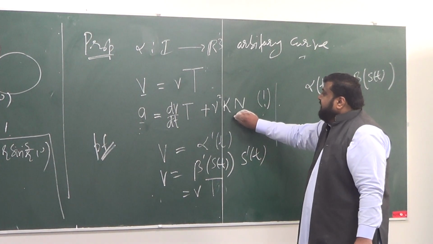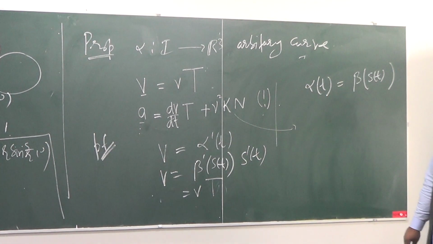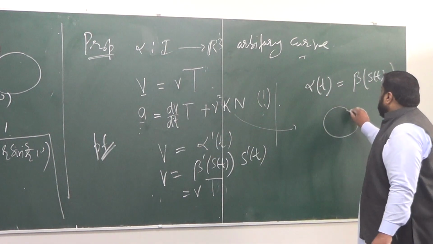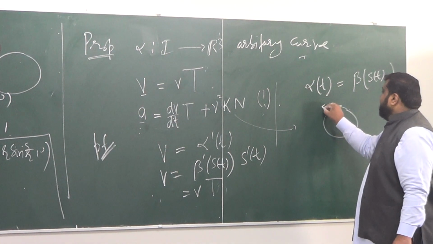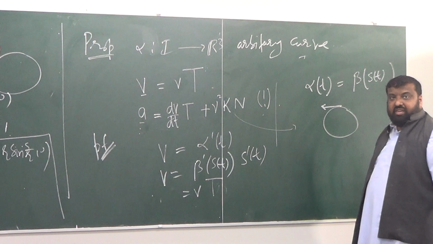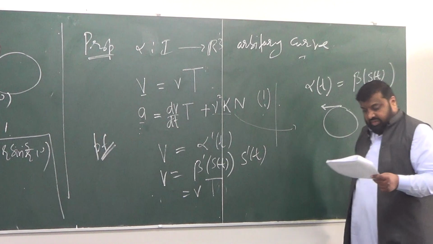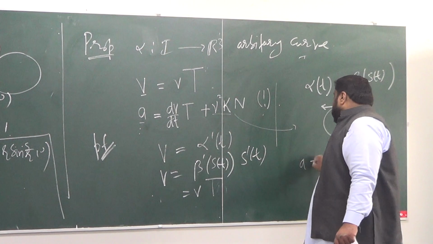Think about it. Imagine the particle is moving on a circle. This dv by dt is going to represent that the particle is moving tangentially. That's the component of acceleration which is tangential. And what is this other term going to represent? Inward, centripetal acceleration. So what's centripetal acceleration?